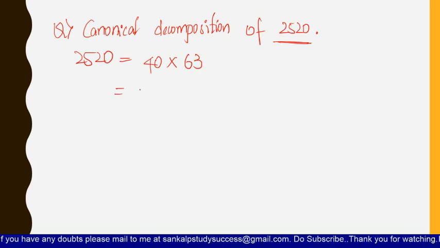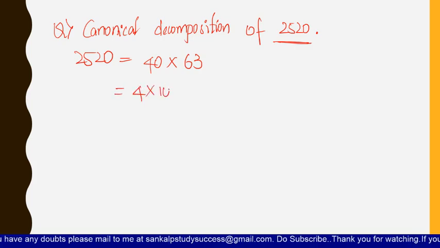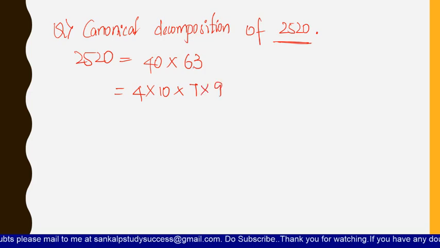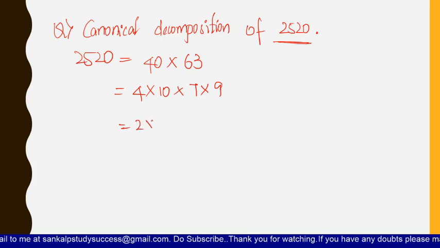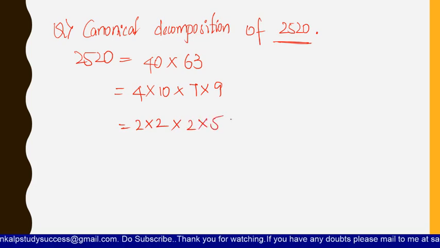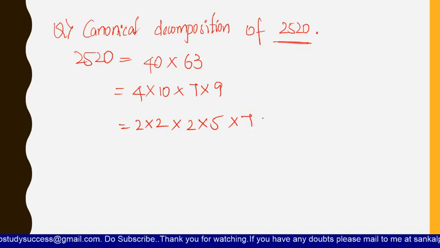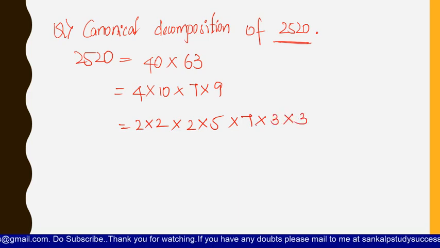Now, this 40 can be written as 4 into 10. This 63 can be written as 7 into 9, because 7 nines are 63 and 4 tens are 40. Now, how can you write 4? It is of the form 2 into 2. We'll get 4, right? Now 10 can be written as 2 into 5. Now, 7 is a prime number, so you cannot write anything; just write it as it is. Now 9 is not a prime number. 9 can be written as 3 into 3.